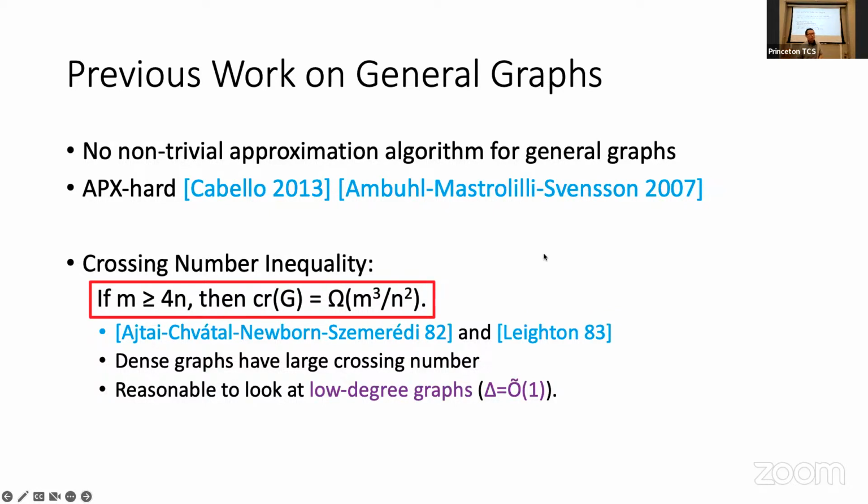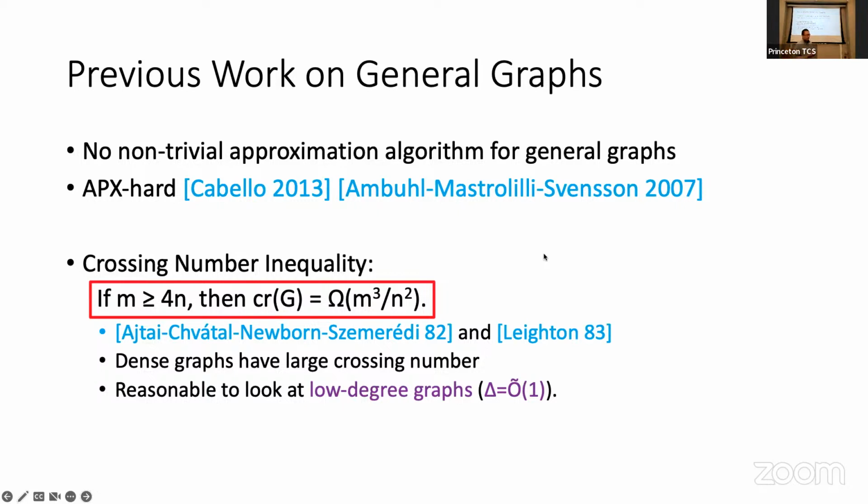But we do have one beautiful result towards understanding this quantity, the crossing number inequality. It says that as long as the number of edges is larger than 4 times the number of vertices, so the average degree is larger than some constant, for example 8 or 10, then the crossing number has to be on the order of m cubed over n squared. This was found independently by Ajtai, Chvátal, Newborn, and Szemerédi, and independently by Leighton. At the beginning the proof was complicated, but later people found a very simple probabilistic proof, which is a proof you may want to look at, for this seemingly very non-trivial inequality.